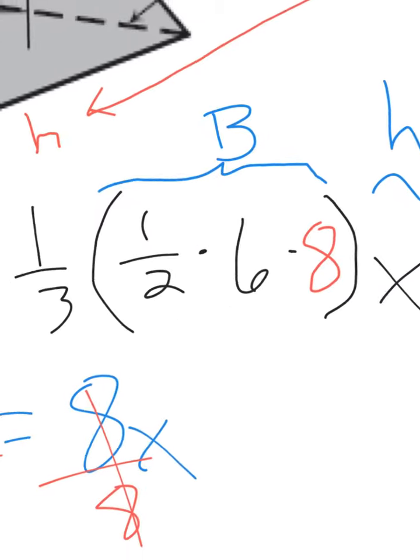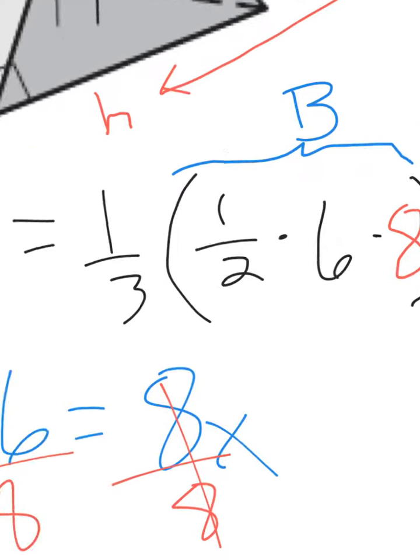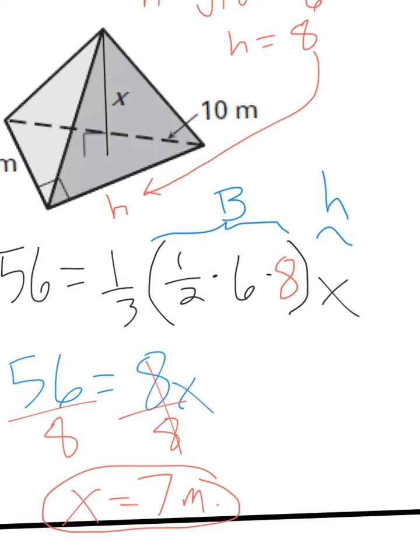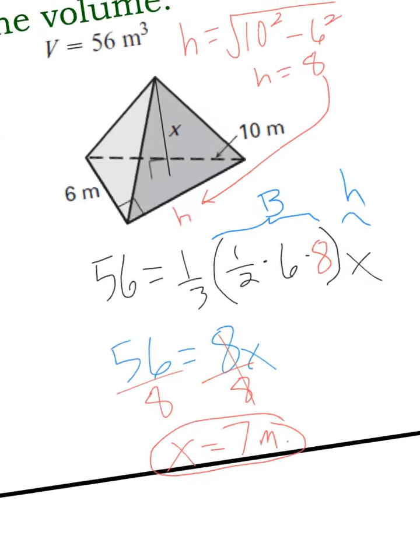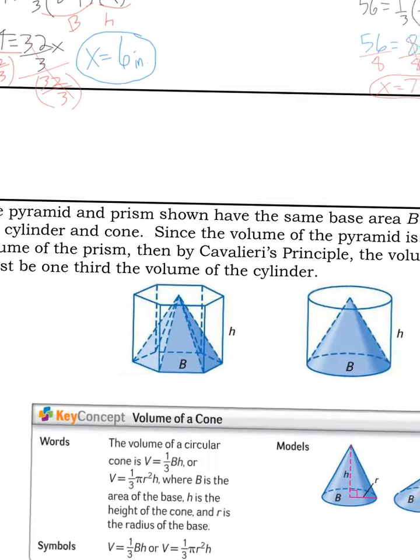So for the area of the base, I just did 1/2 times 6 times 8. And then I plug in the rest. I times that by 1/3. I don't know the height of the pyramid, so I can simplify all this though. 1/3 times 1/2 times 6 times 8 just makes 8. So that's why it says 8x equals 56. So divide 8 to both sides, and I get 7 meters for my final answer. All right? So let's go on to the next page.